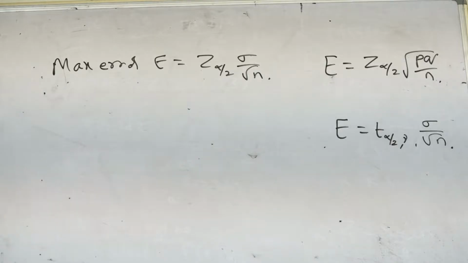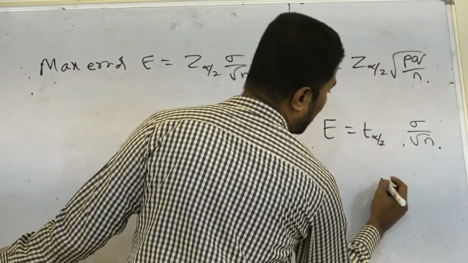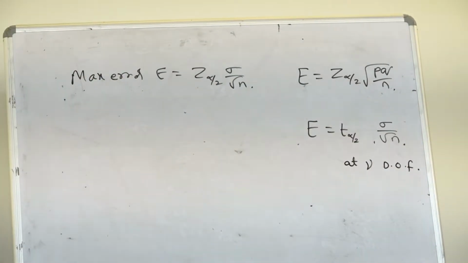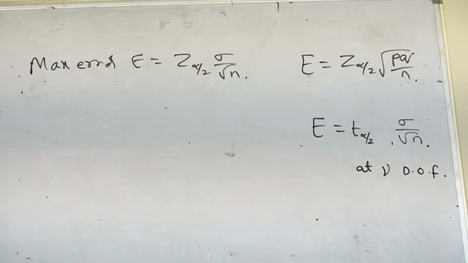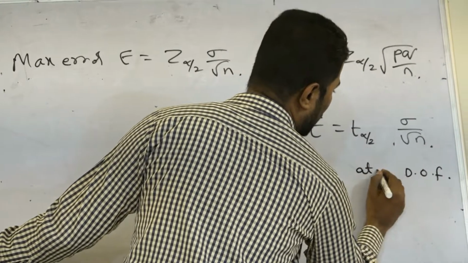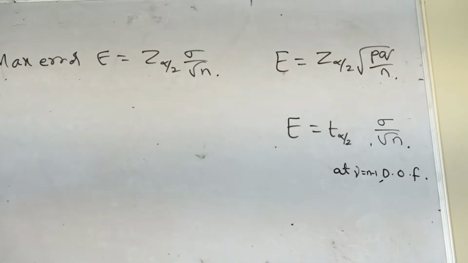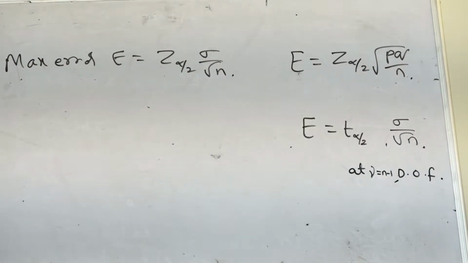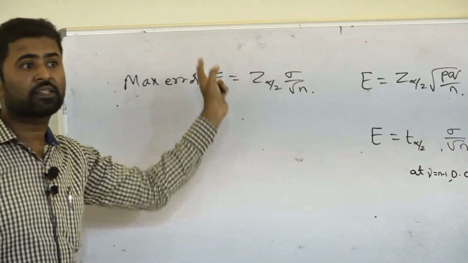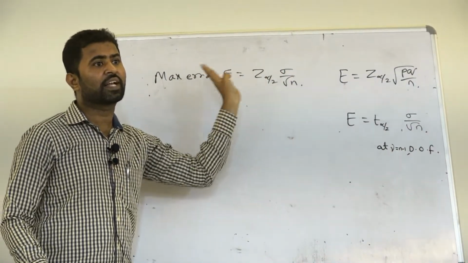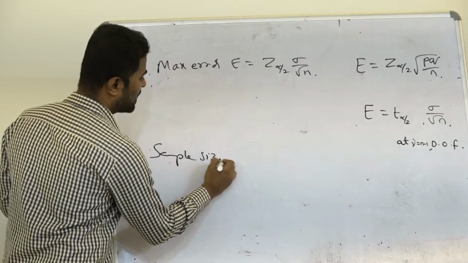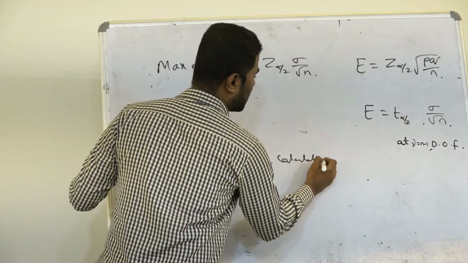T alpha by 2 at nu, where nu is the degree of freedom, nu is equal to n minus 1. This gives the maximum error. From this only we can calculate the sample size, you just have to reverse it. When all the other items are given, you can calculate the sample size from the above formulae.